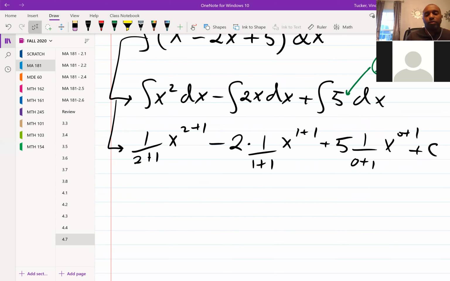A lot of this stuff, the more you do it, especially when you look at a constant, you'll automatically know that's just going to be 5x. So if you were taking it with respect to y, that'll just be 5y. But like I said, we're just going through the process right now to make sure we're okay with what's going on.